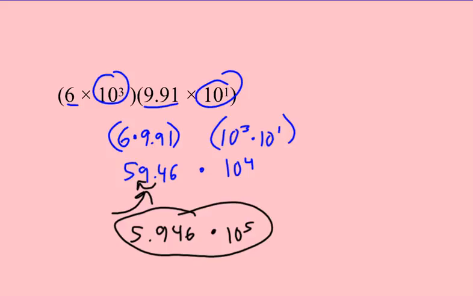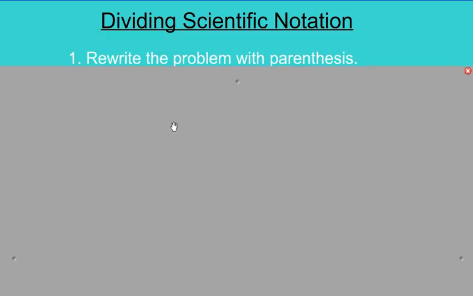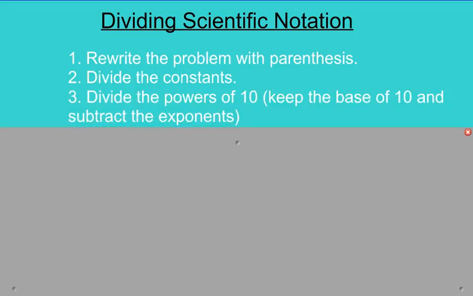All right, now we're going to do it with division. Not a whole lot different, actually, because we're going to rewrite the problem in the parentheses if it's not already. Step 2 would be divide the constants. So instead of multiplying the constants, now we're dividing the constants. And then we're dividing the powers of 10. You may recall with dividing powers of 10, you keep the base, and you subtract the exponents. And write that simplified answer.